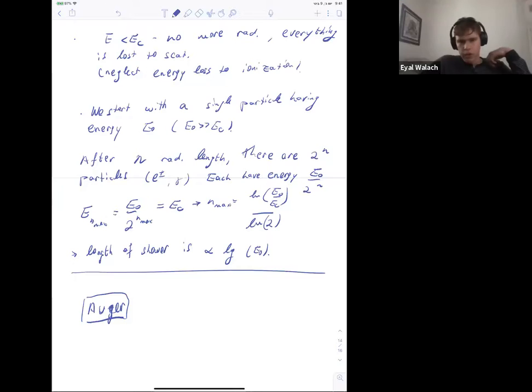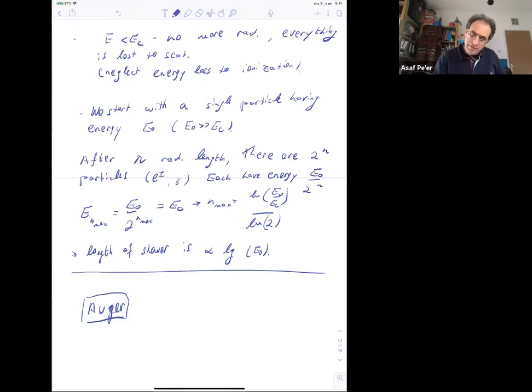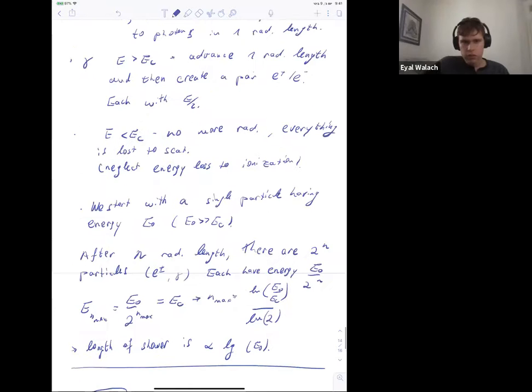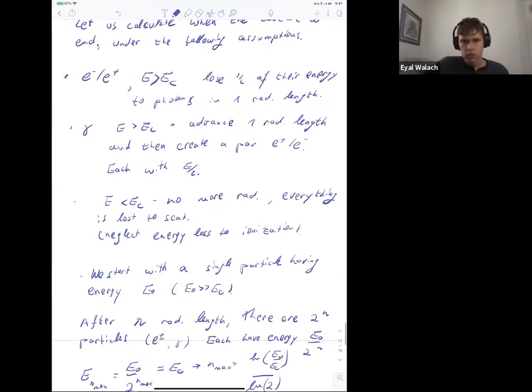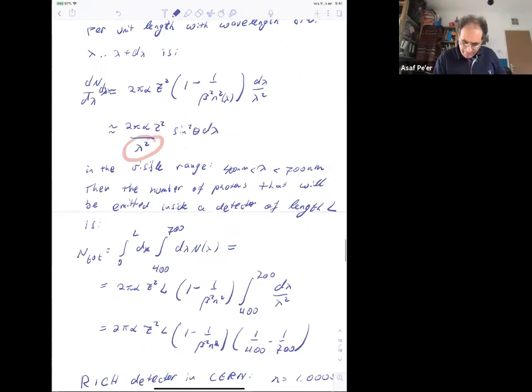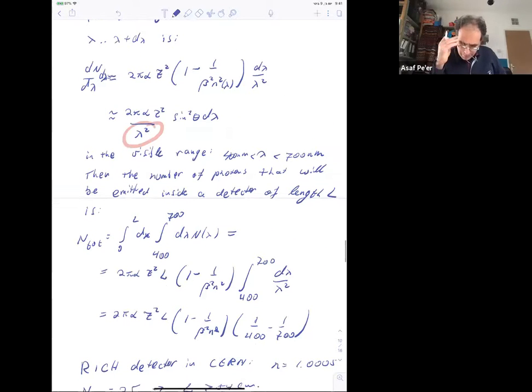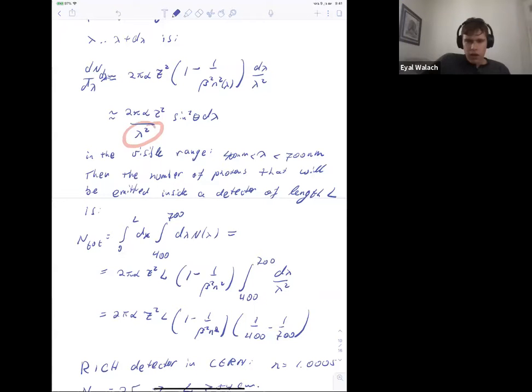I have a question about the Cherenkov radiation. The formula you had with the 1 over lambda squared. Is this a classical result? No, you have alpha here. It's the fine structure constant, so it cannot be classical. Because it seems to diverge as lambda goes to zero.